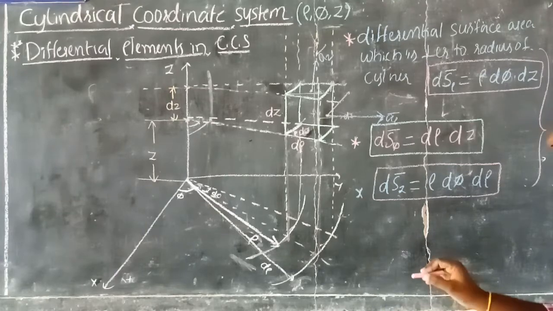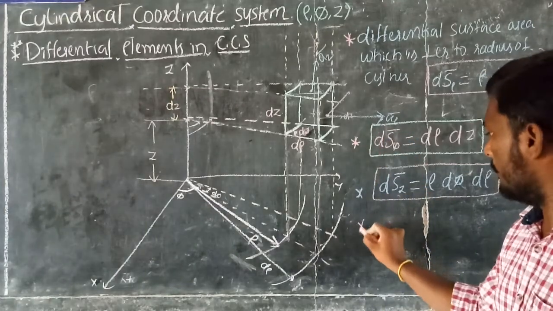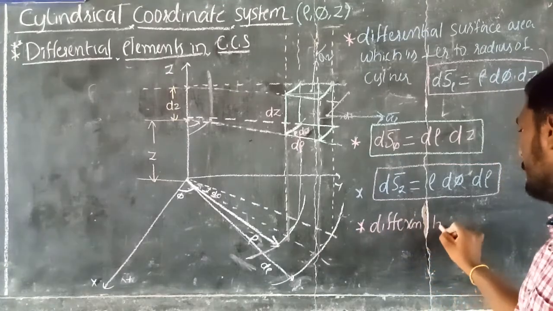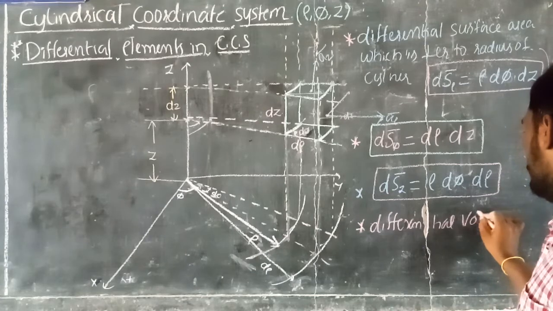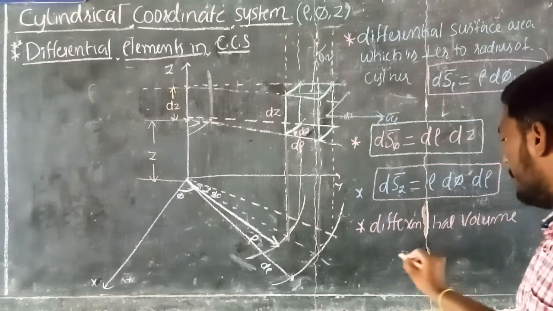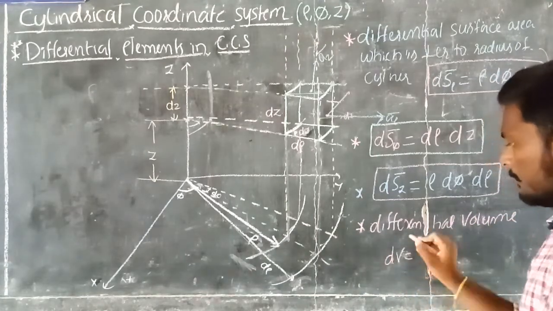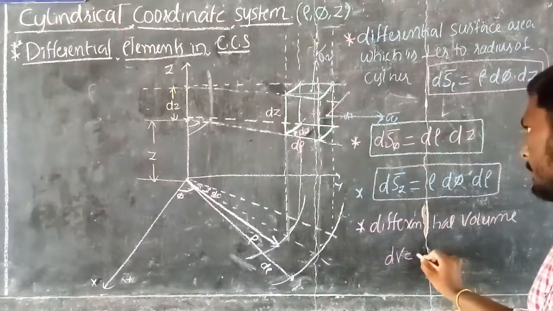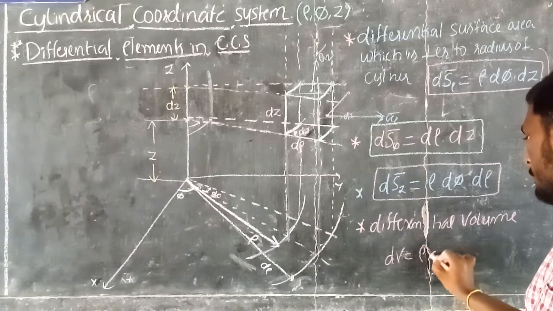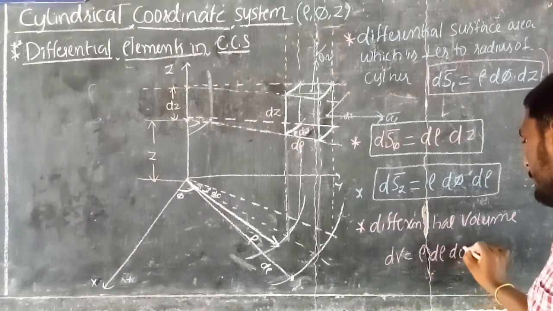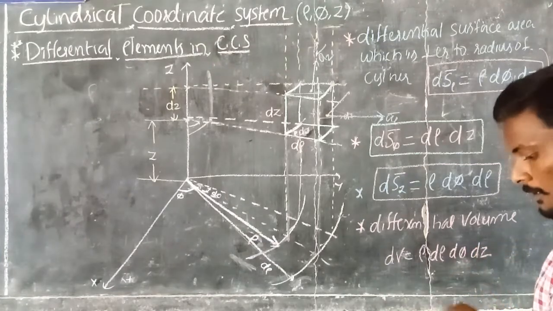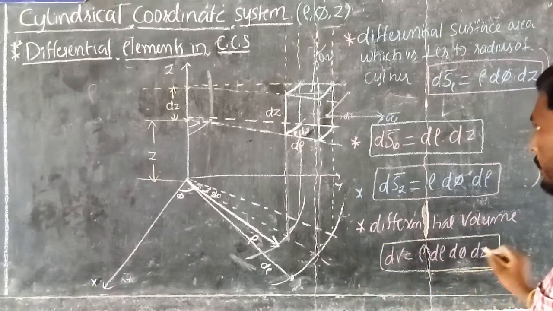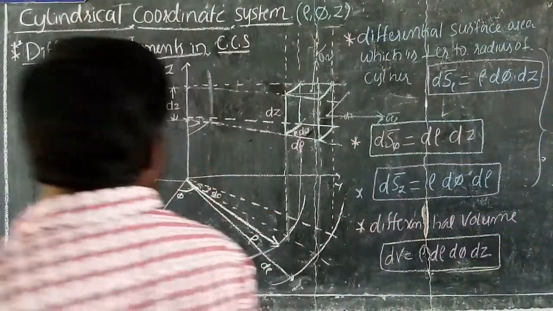Next, differential value. How can you write the expression for differential value? Differential value dv is equal to length into breadth into height. What is the length? d rho. So rho d rho d phi and dz. This is the differential length. You forgot one thing. What is that?